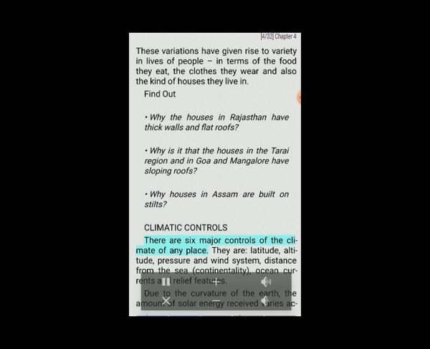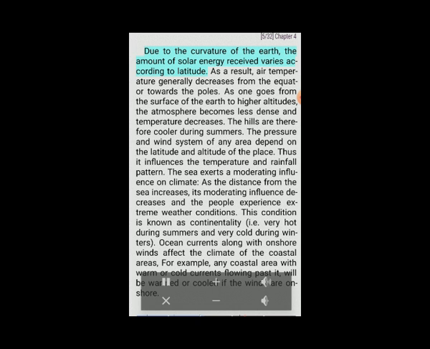Climatic controls. There are 6 major controls of the climate of any place. They are latitude, altitude, pressure and wind system, distance from the sea, continentality, ocean currents and relief features. Due to the curvature of the Earth, the amount of solar energy received varies according to latitude. As a result, air temperature generally decreases from the equator towards the poles.